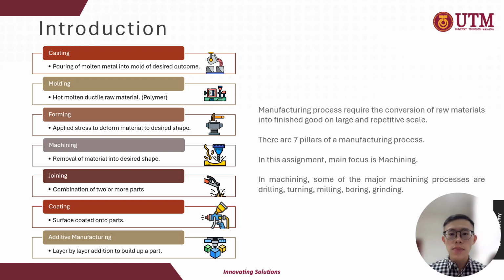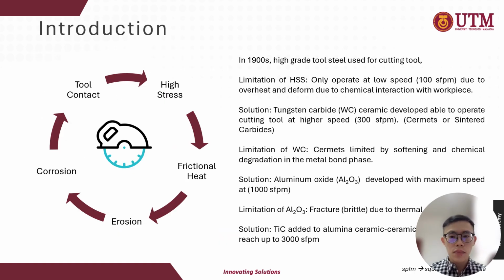A manufacturing process requires the conversion of raw material into finished goods on a large scale and also a repetitive scale. There are 7 pillars in a manufacturing process. In this assignment, our main focus is machining. Some of the machining processes that we know are drilling, turning, milling, boring, and grinding. Machining is the removal of material into the desired shape.